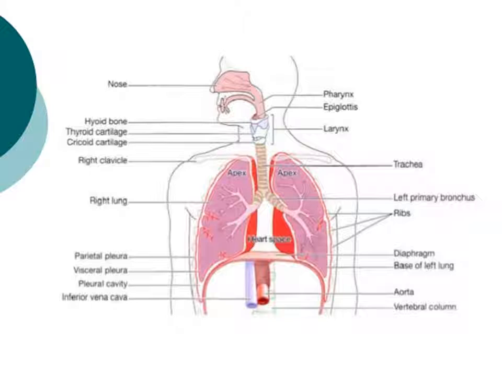This is the typical diagram of the respiratory system. It also contains all the organs of the respiratory system. Take a few seconds and watch the diagram.